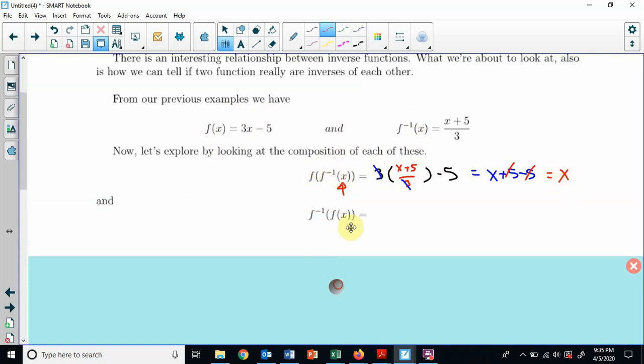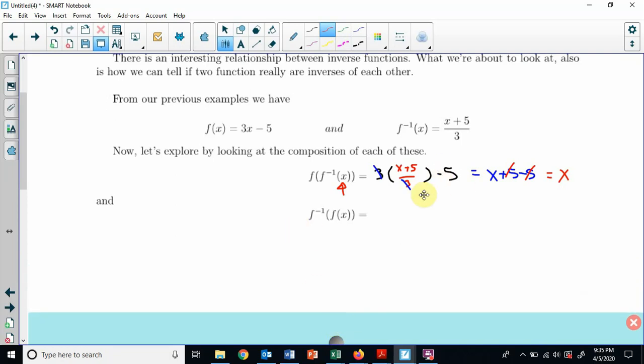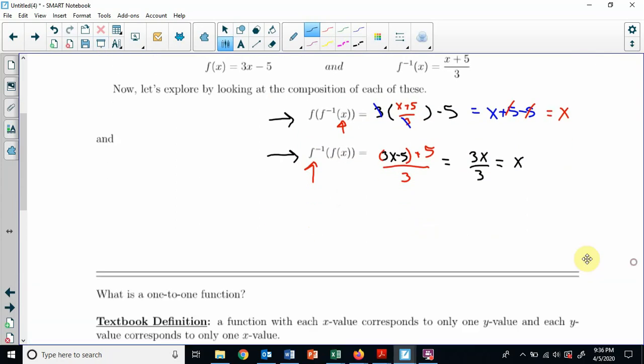And you could do the same thing here. Maybe I'll do that. The outside function this time is the inverse function, so blank plus 5 over 3. What are we plugging in? We're plugging in f of x, 3x minus 5. Well, what happens with the minus 5 and the plus 5? They add to 0. So you're left with 3x over 3. What happens to the 3's? They divide out to 1, so you're just left with x. So it doesn't matter whichever way you do these. If you do a composition of inverse functions, they kind of cancel everything out except for the x. That's a pretty neat relationship, right?